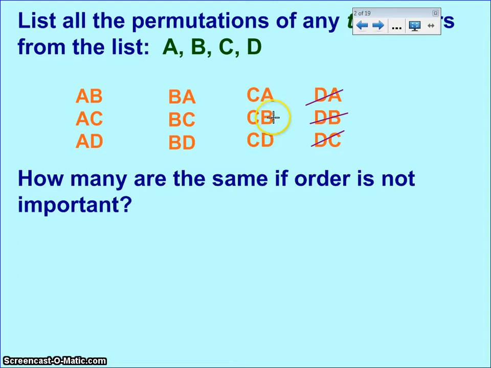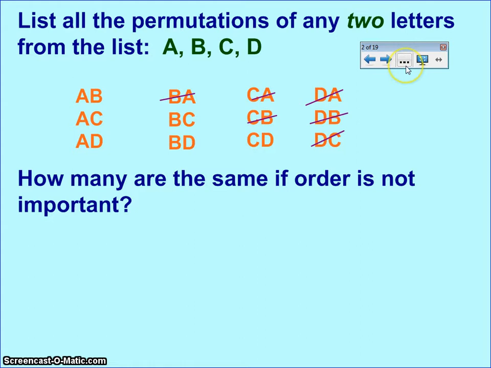CD is going to survive. BC, same as CB. AC, same as CA over there. And finally, last but not least, AB is the same as BA. So, there we have it. It cut our list in half. Now, the question is, will this always happen?